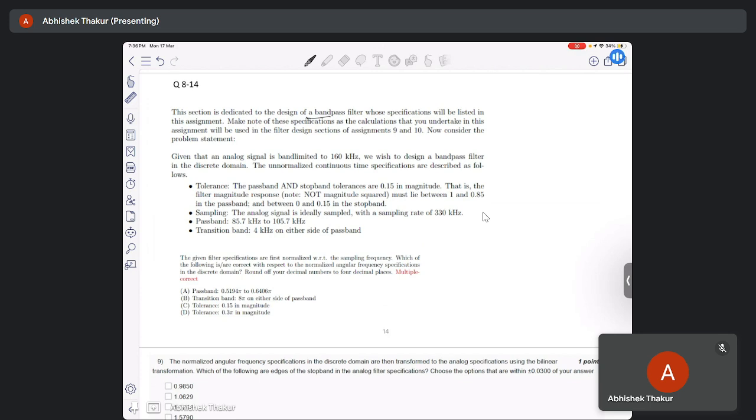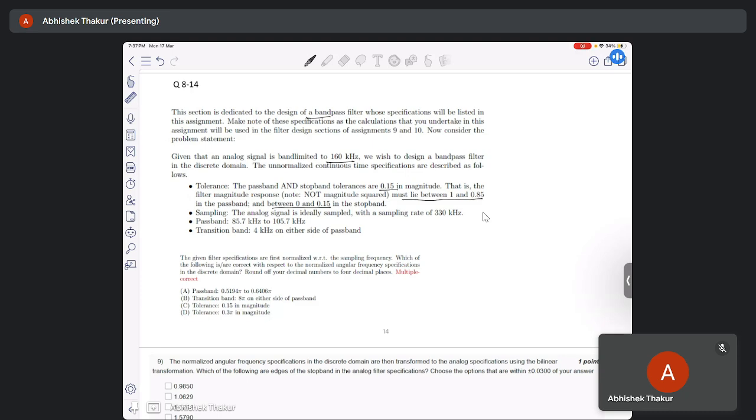So given that the analog signal is band limited to 160 kilohertz, and we wish to design a band pass filter in the discrete domain, the unnormalized continuous time specifications are described below. The pass band and stop band tolerance are 0.15 in magnitude. This is the filter magnitude response, not the magnitude required. So it is just the magnitude response, and must lie between 1 and 0.85 in the pass band and 0 and 0.15 in the stop band.